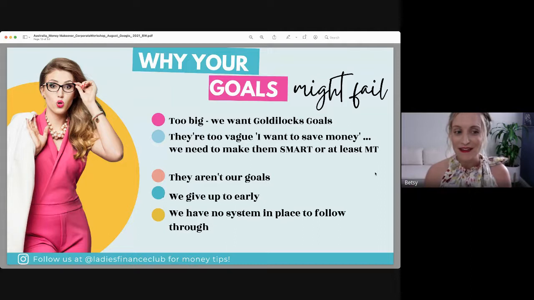Another one is they're not your goals. I don't know if there are any other people pleasers out there, guilty, where sometimes you adopt other people's goals and make them your own. And the problem with that is that they might not inspire you.